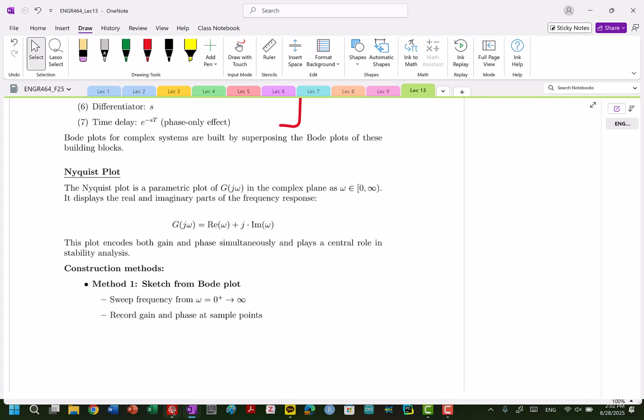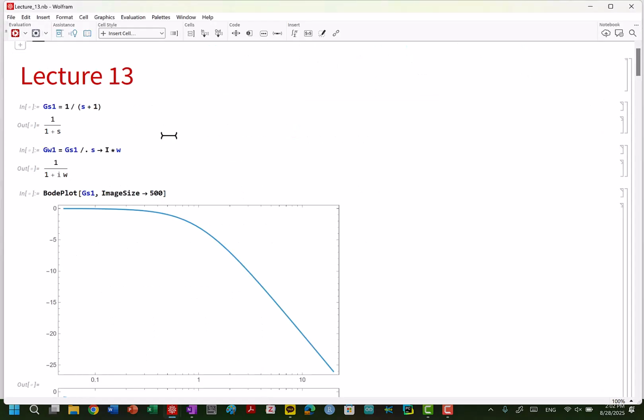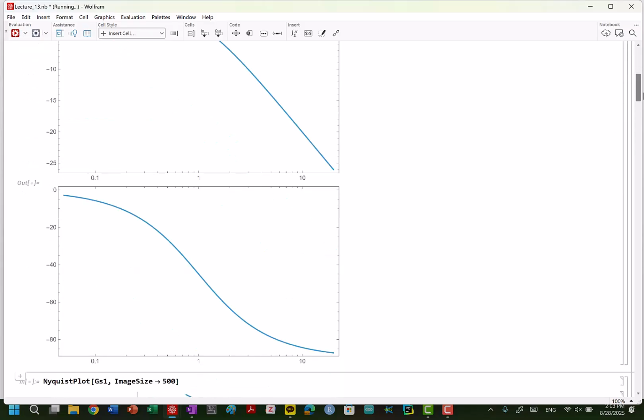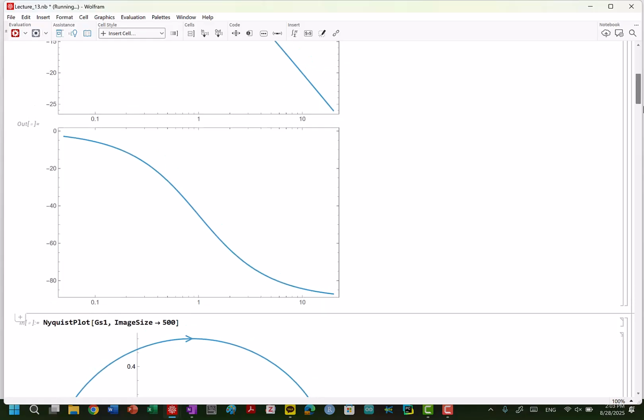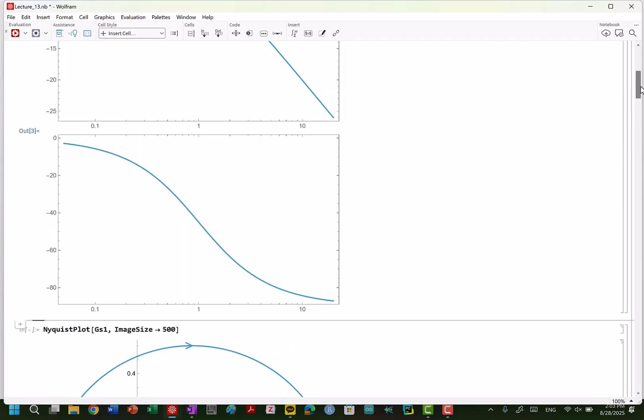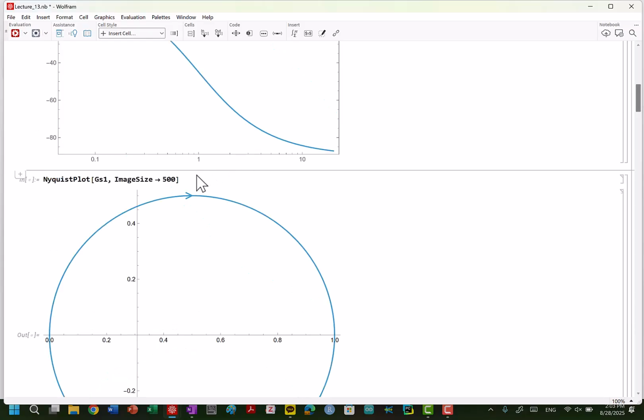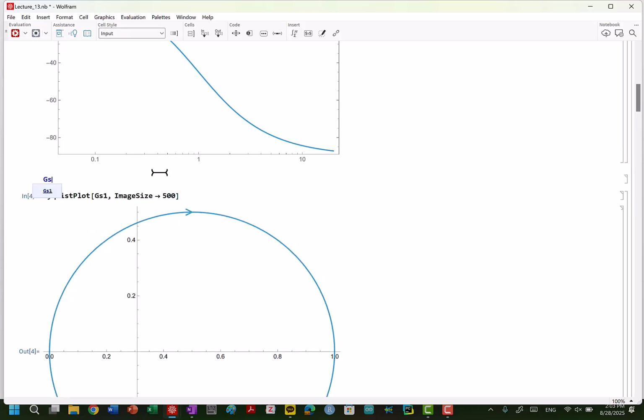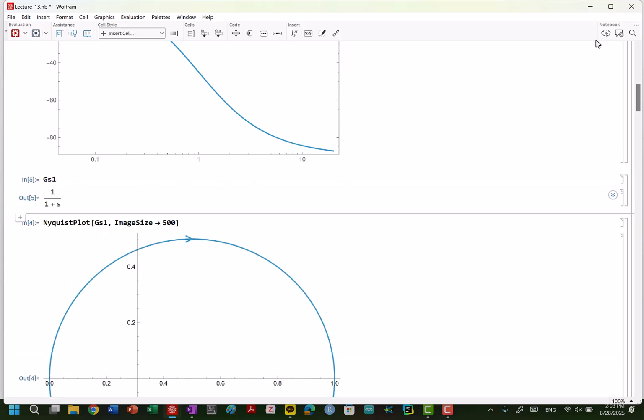Now, this is really important: Nyquist plots. We haven't introduced that yet. So let's say I have this transfer function. I could replace the transfer function, and I can look at my Bode plot for that transfer function. Now, the Nyquist plot looks like this. How do we interpret this Nyquist plot for that transfer function G(s)1? Well, let's take it step by step, and we can look at the G(s)1 right there.